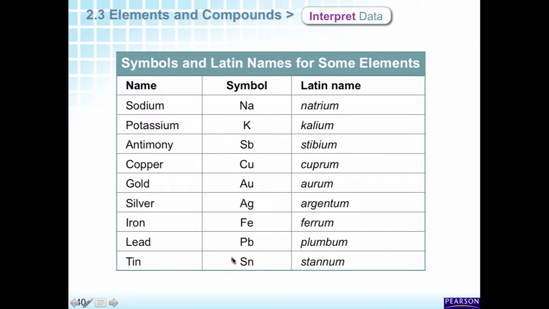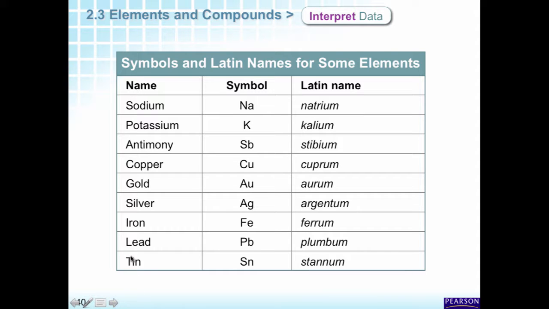And finally, tin is stannum, Sn. If you look on Colgate or some of the other products, you'll see it contains stannous fluoride. That's the Latin name for tin.